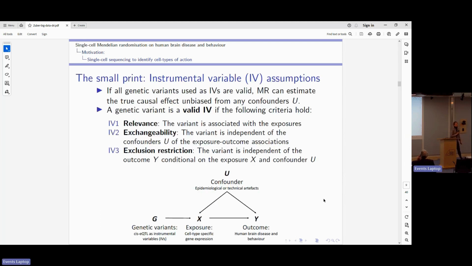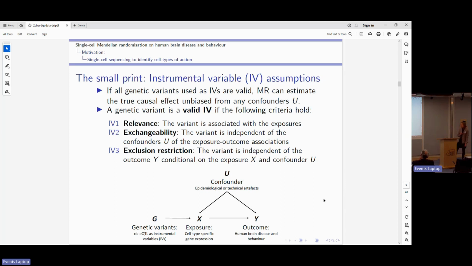So here is a little bit of small print about MR. This is basically the assumptions that need to hold in order for MR to provide valid inference. One of the first assumptions, the only one that's actually testable, is the relevance assumption. This is essentially this arrow in the stack that says that the genetic variant is associated with the exposure of interest. The second assumption is the exchangeability assumption that says that the genetic variant, the instrumental variable that you want to use, is independent of all of the confounders of the exposure outcome association.